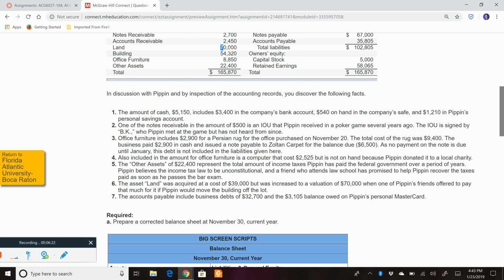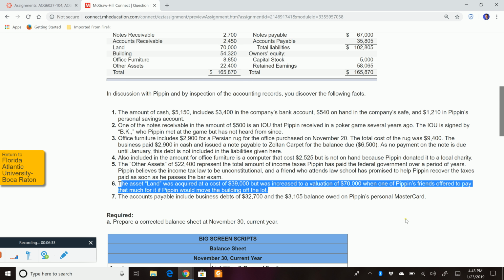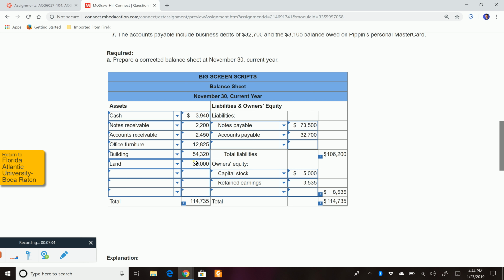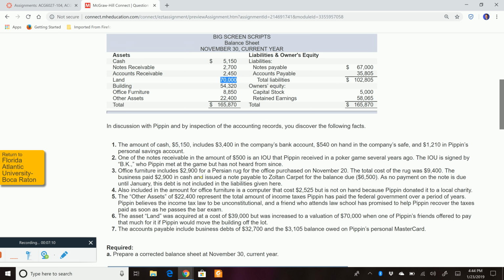Next, there's an asset called land. Land has an original balance here of $70,000. And number 6 tells us the asset land was acquired at a cost of $39,000, but was increased to a valuation of $70,000 when one of Pippin's friends offered to pay that much for it if Pippin would move the building off the lot. Well, just because the land is valued more than an original cost, for accounting purposes, we keep the land at the original cost. So the $70,000 is incorrect, and correctly stated, it's going to be stated at its original cost, called historical cost, of $39,000. So that takes care of the assets.